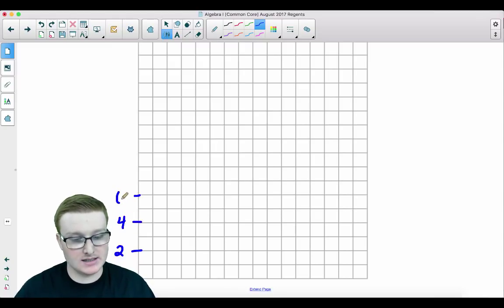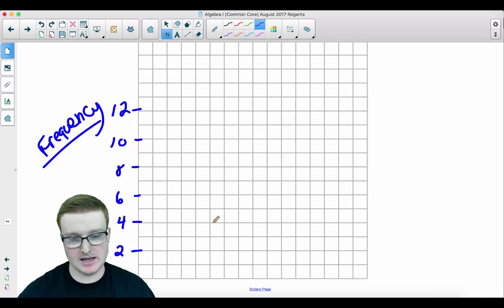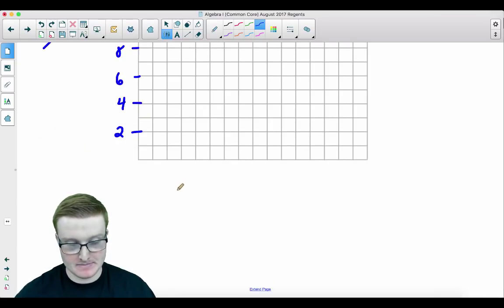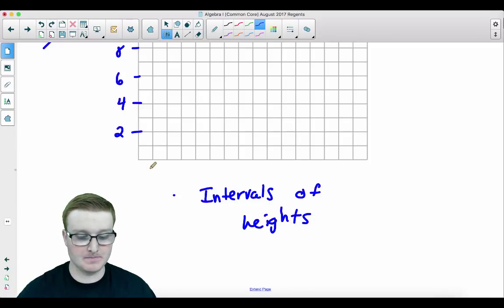So 2, 4, 6, 8, 10, 12. So on this side, this is the frequency, or the amount of times it comes up. And on the bottom, this is going to be the intervals of heights. Now, you don't necessarily need to label your axes, but I highly suggest that you do.